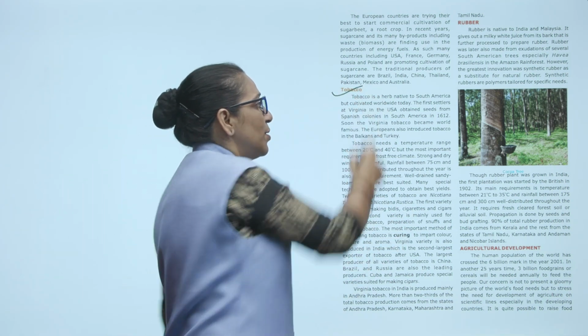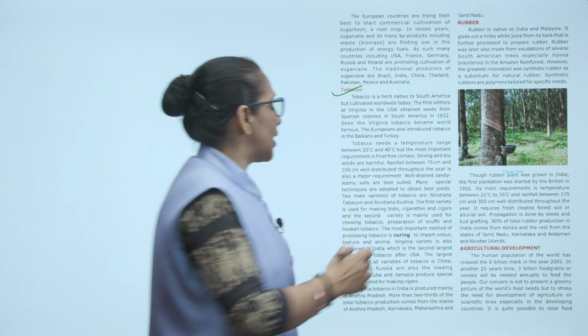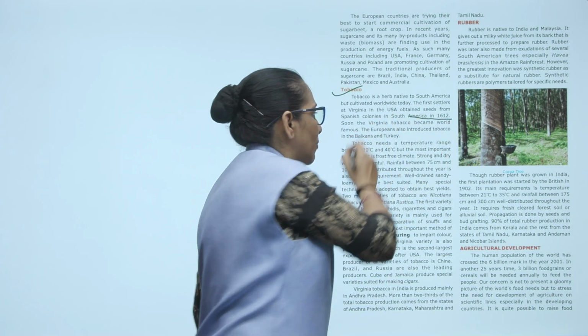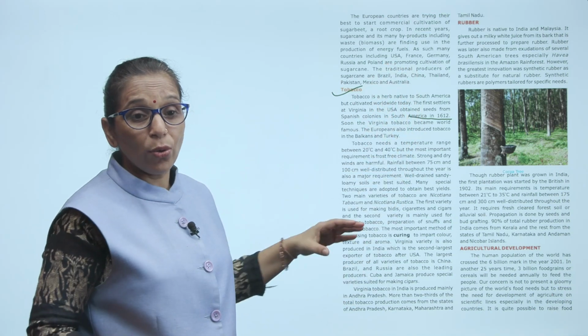Moving to tobacco. Tobacco is a herb native to South America but cultivated almost worldwide today. The first settlers at Virginia in the USA obtained seeds from the Spanish colony in South America, and they found this in 1612. After that, Virginia tobacco became world famous. Europeans also introduced tobacco in the Balkans and Turkey.